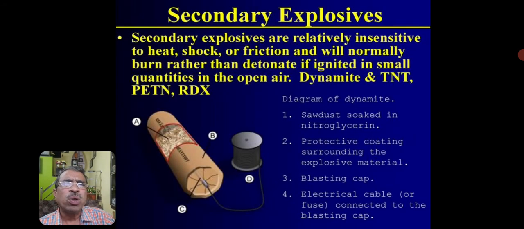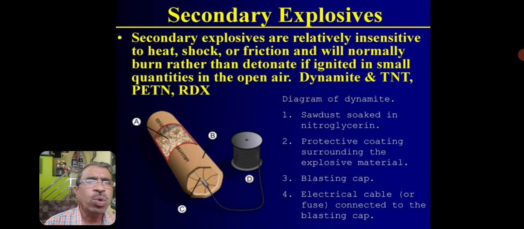Here I have shown how a secondary explosive will be. Secondary explosives are relatively insensitive to heat, shock, and friction and will normally burn rather than detonate if ignited in small quantities in the open air. Dynamite, TNT, PETN, and RDX are examples of secondary explosives.